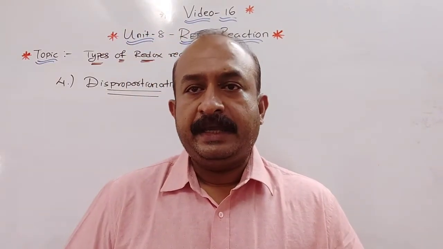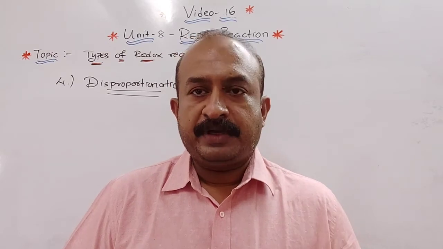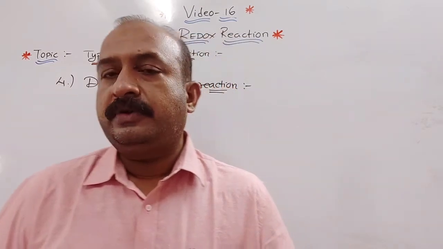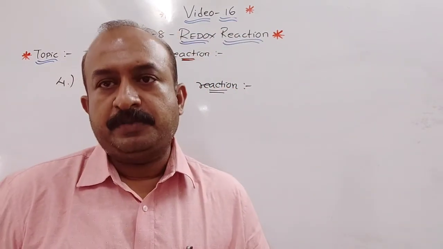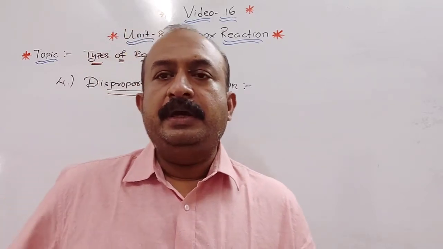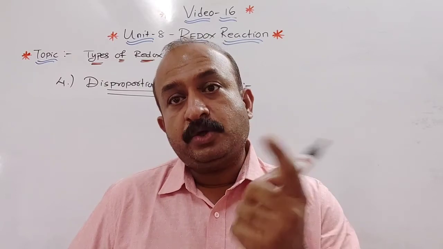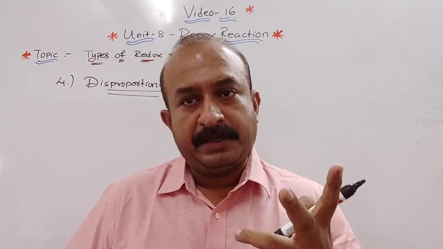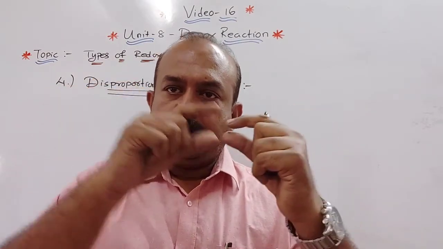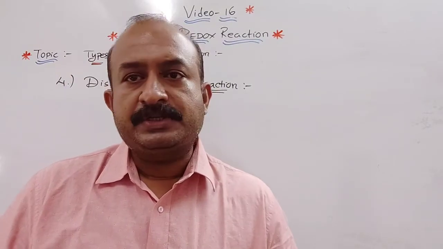Today in Unit 8 of redox reactions we are going to discuss the last type of redox reaction, that is disproportionation reaction. First of all I will write the definition of disproportionation reaction, but in very simple words I will explain it to you. A reaction in which the same atom or element gets oxidized and reduced both simultaneously. Means one atom is oxidized and that same atom gets reduced also. Clear? Simultaneously is called disproportionation reaction.